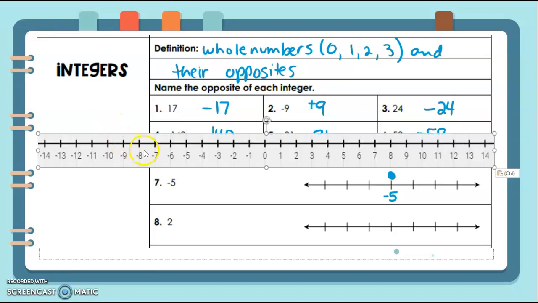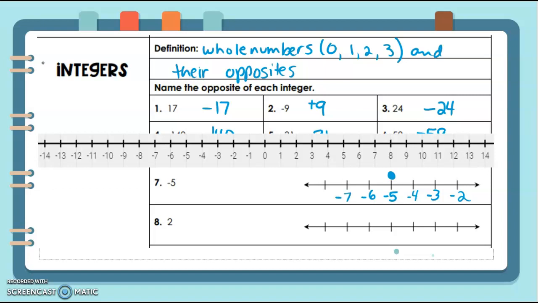Okay, you can see that I pasted a number line right above, right here. So when we label it, as you move to the right, the numbers get bigger. Negative 4, negative 3, negative 2. And then as you move to the left, numbers get smaller. Negative 6, negative 7, negative 8.